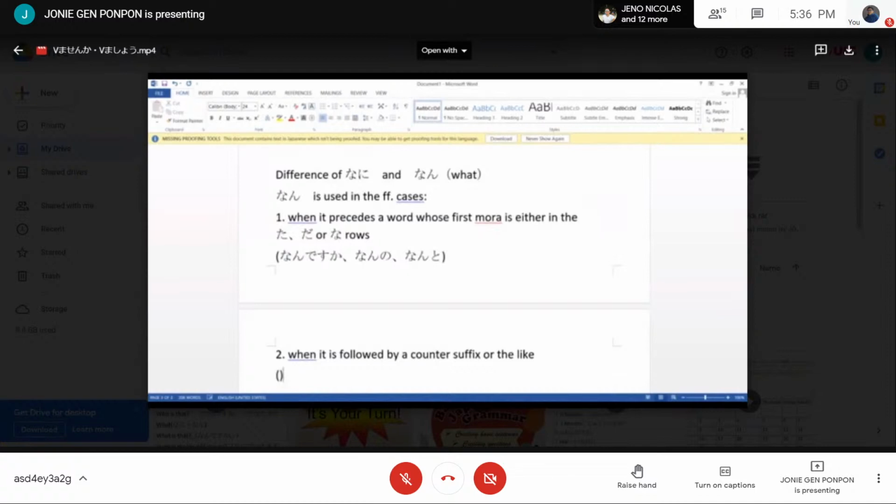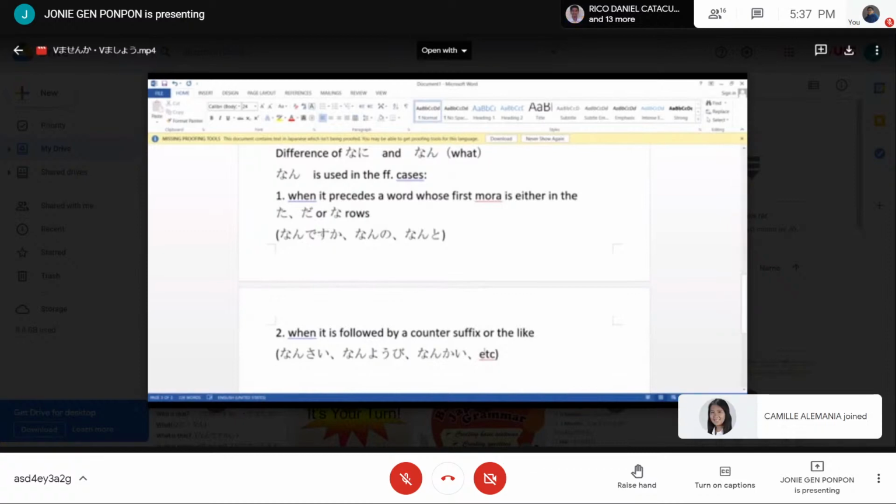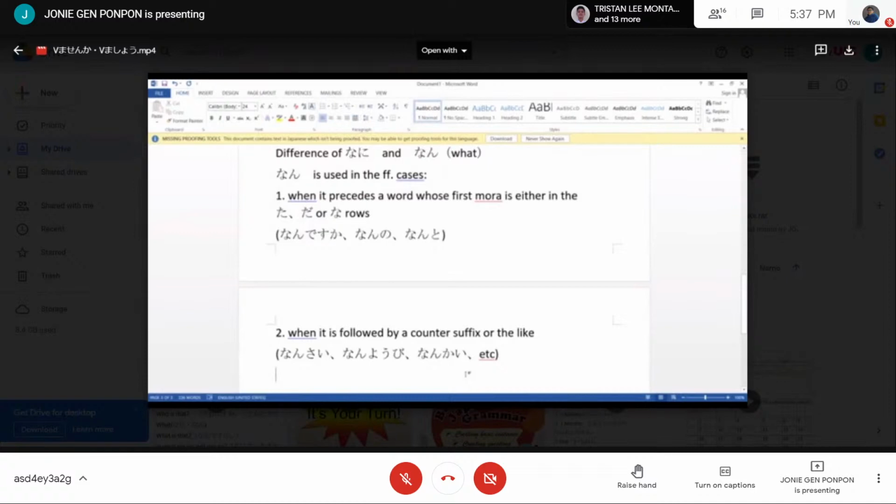So examples here, nan. Okay, so suffix sai, let's say suffix yobi, nan, yobi, sinan, okay, and etc. Okay, so basta suffix, counter suffixes, gagamitin si nan. Then si nani naman is gagamitin in all other cases except those two cases na si nan ang gagamitin.